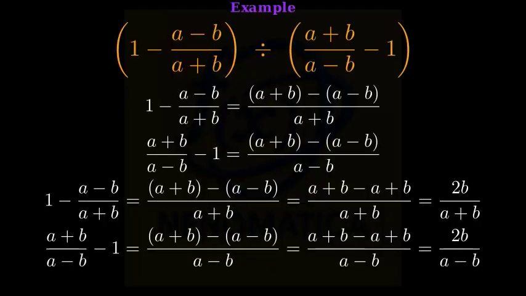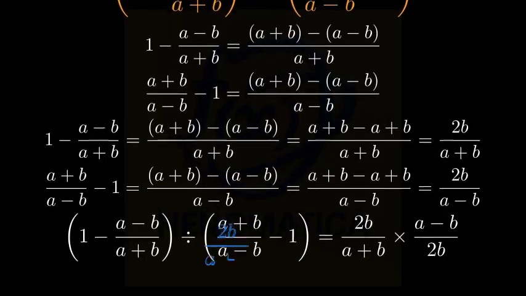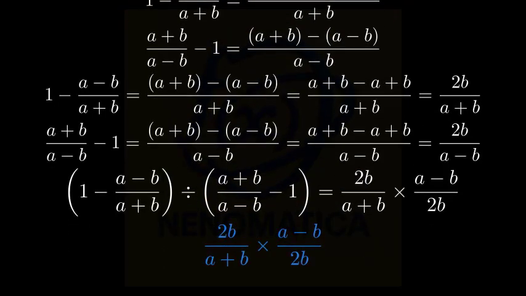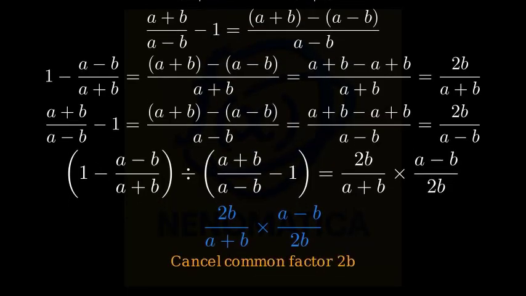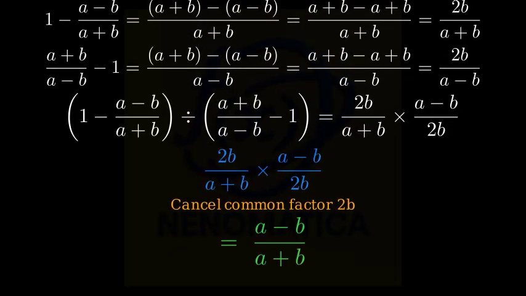Step 3. Now rewrite the original division as multiplication by the reciprocal. We have 2b over a plus b times a minus b over 2b. Notice the factor 2b appears in both numerator and denominator. Step 4. Cancel the common factor 2b from the numerator and the denominator. After canceling, the expression simplifies to (a minus b) over (a plus b).